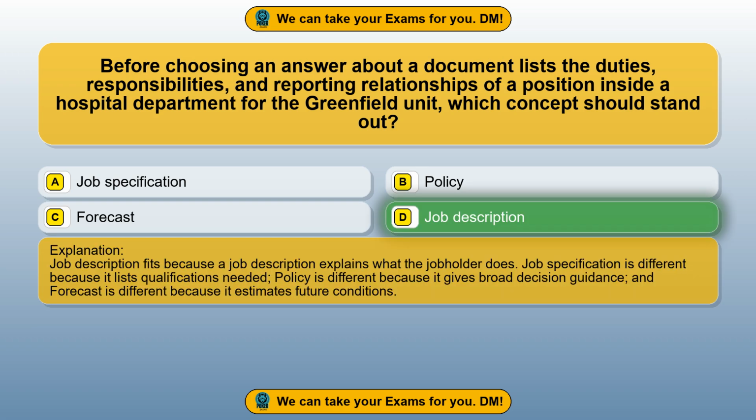Job description fits because a job description explains what the job holder does. Job specification is different because it lists qualifications needed, policy is different because it gives broad decision guidance, and forecast is different because it estimates future conditions.